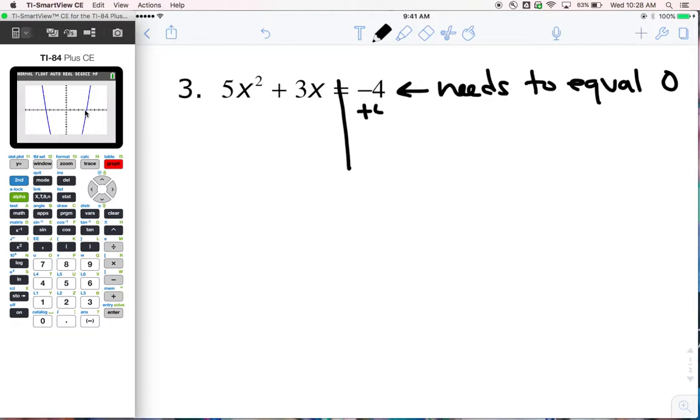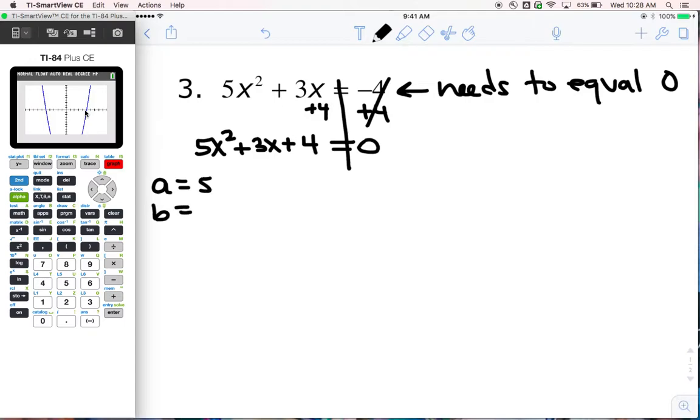I'm going to add 4 to both sides, but I cannot add it to 5x squared, and I cannot add it here, so it just kind of goes on the end. Here's what that looks like. 5x squared plus 3x, and then just a plus 4 on the end, because you couldn't combine it with anything. And now this is equal to 0. Okay, perfect. So we have A is 5, B is 3, and C is 4.